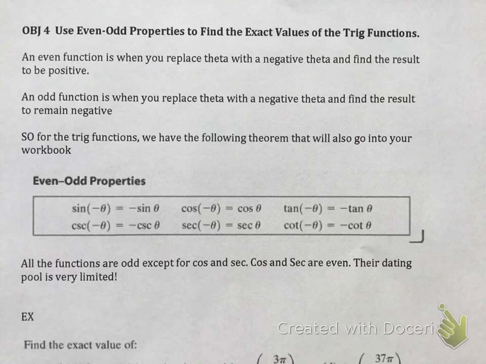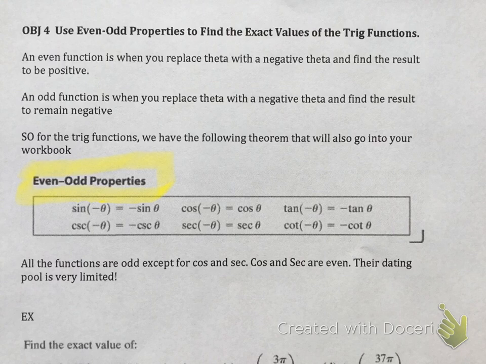Objective 4: use even and odd properties to find the exact value of the trig functions. We will use these properties quite a bit in trigonometry, so they're really important. Here's the deal. When you have a negative inside the parentheses, you can't keep it there. So it comes out as a negative sign in front of the sine function.